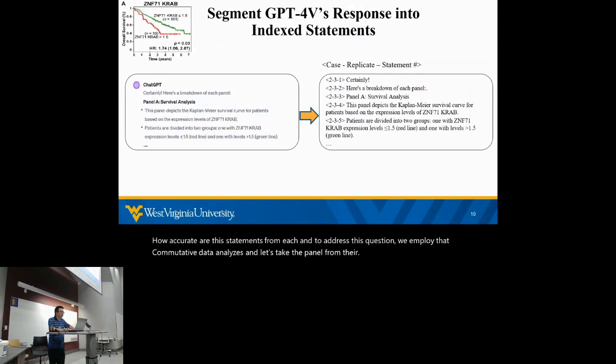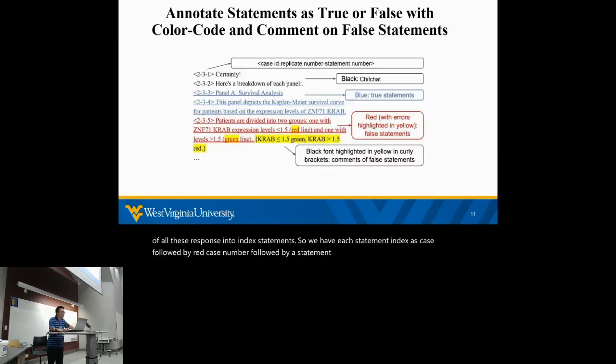On the left, you can see the response from GPT-4V. What we did was compile and segment all this response into indexed statements. Each statement is indexed as case, followed by replicate number, followed by statement number. Because it's about bioinformatics and we have been in the field for quite a while, we understand what ChatGPT is talking about, and we know which parts are correct.